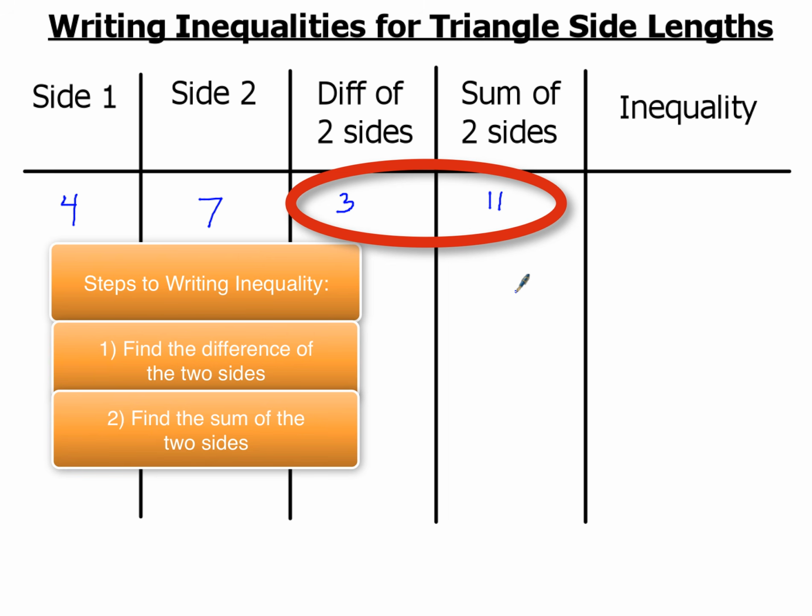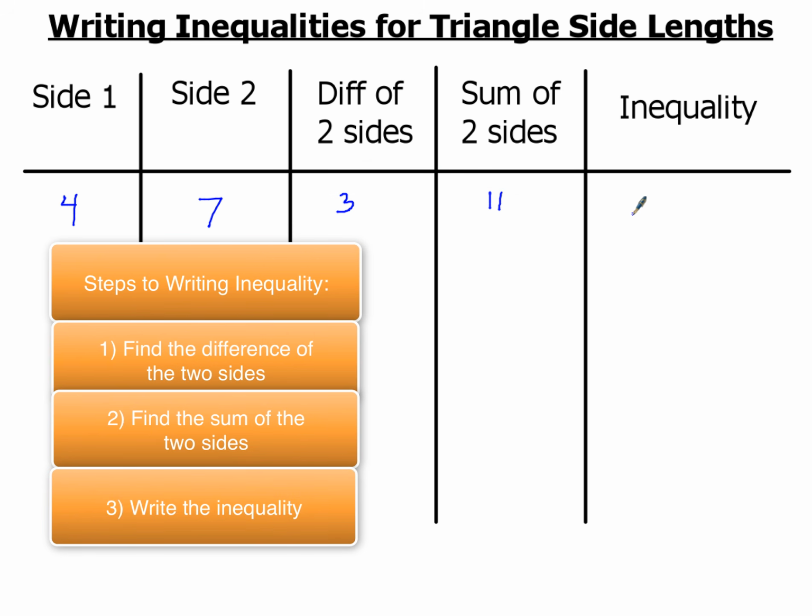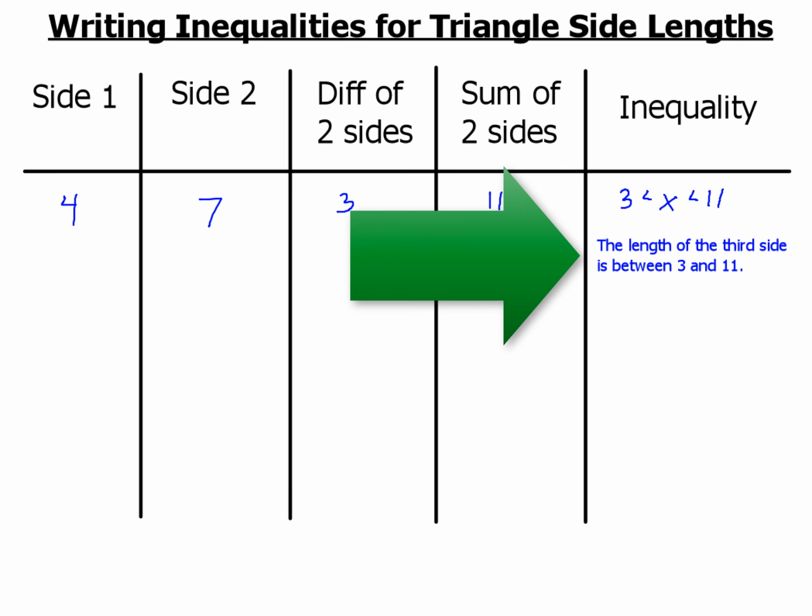So the third thing that I do is I'm going to write that inequality. So 3 is going to be less than x, if x just represents our side length, is less than 11. So our side length has to be between 3 and 11, and that's how you would write that. So in words, we would simply write the length of the third side is between 3 and 11.